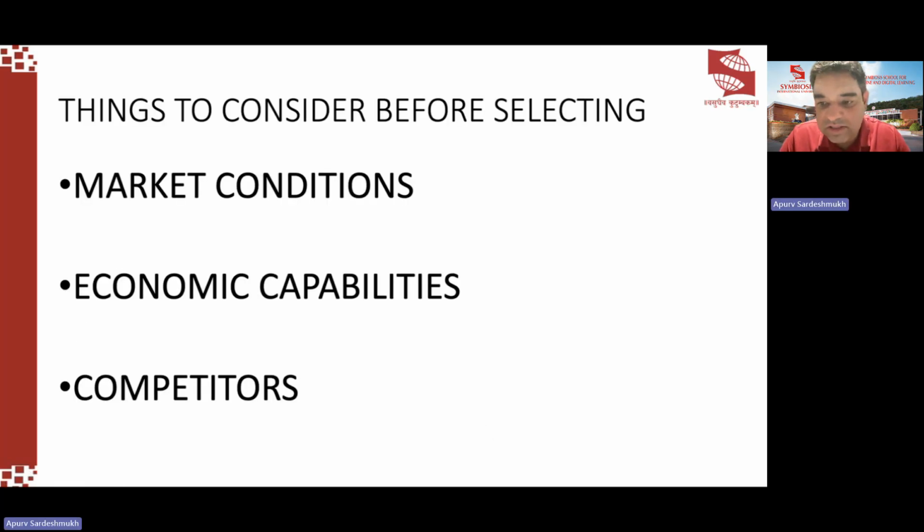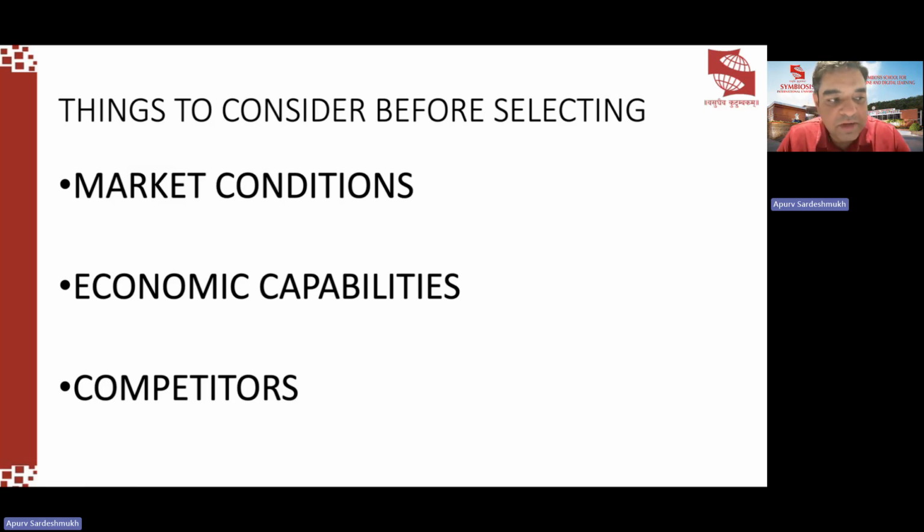So before selecting a target, what is to be considered? Before selecting a target, the following things should be considered. Market conditions. Obviously, the market conditions should be conducive to an acquisition. When I say conducive, it should mean that when I'm acquiring a company, the market conditions should increase my revenues, my profitability, my profile on the basis of that acquisition.